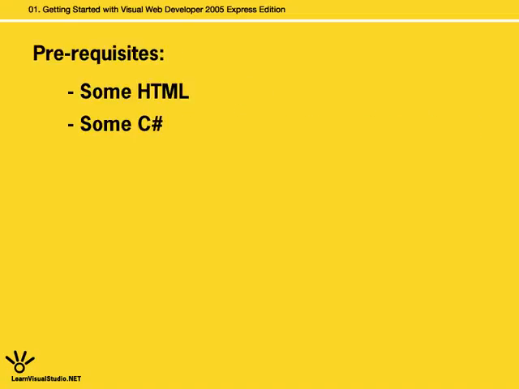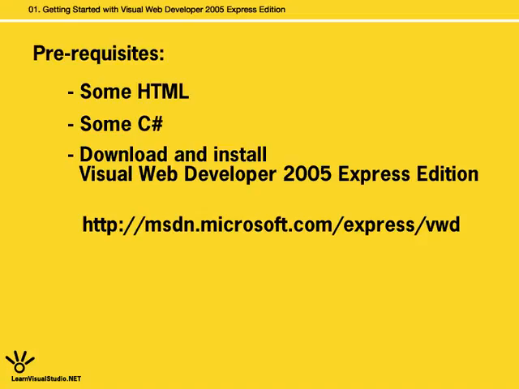So I'm going to assume that you know nothing but a little bit of HTML and a little bit of C#, that you've created some C# applications in the past using either Visual Studio or the new Visual C# 2005 Express Edition. I'm also going to assume that you've already downloaded and installed Visual Web Developer 2005 Express Edition. If you haven't, please take the time to download it from the following location before we go any further.